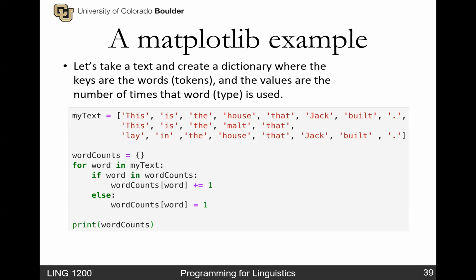We're going to attack this linguistic problem using this toy text. So we've got the text, we put it into a list here, and it's a poem, right? This is the house that Jack built. It's just 2 lines of it. This is the malt that lay in the house that Jack built. So that's our toy text. The first thing we want to do is get the types, that is, and count how many times each of those types are used.